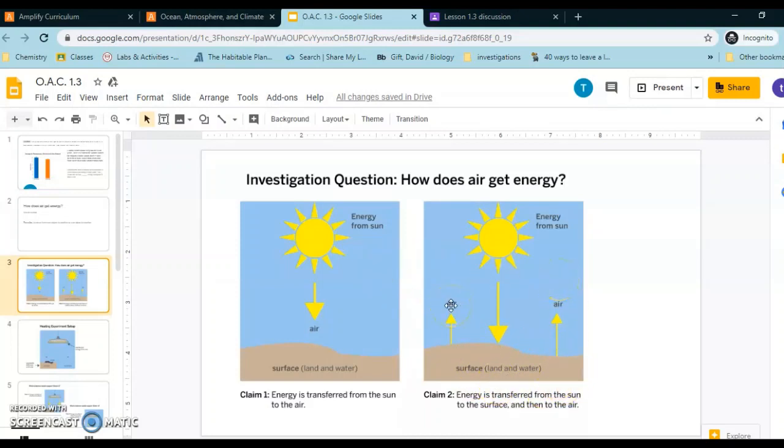Right? So there's a little bit of difference here. One saying that the air is directly getting energy from the sun, and the other one says energy is transferred from the sun, then to the surface, from the surface to the air. So we're going to do a quick experiment to see what this looks like. We're going to explore this.